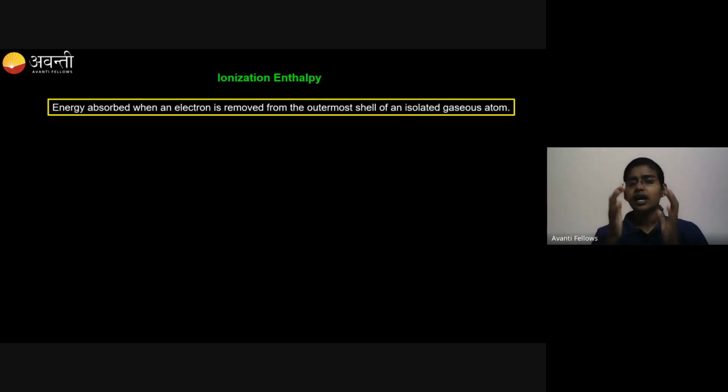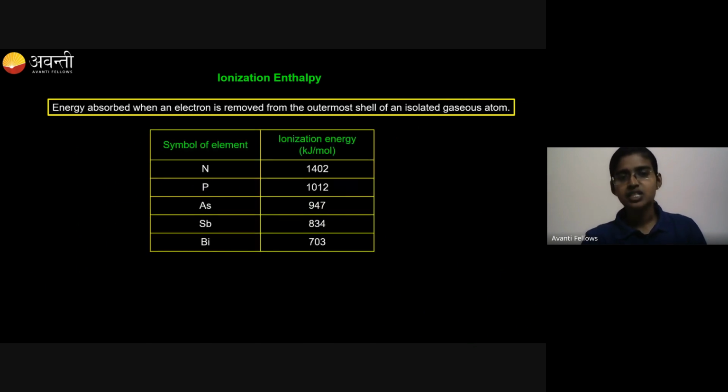An isolated gaseous atom will absorb some energy, the energy which we are giving, and the outermost electron is removed from it. Now nitrogen, phosphorus are those isolated elements. The energy required to remove the outermost electron from nitrogen is 1,402 kilojoule per mole, whereas in the case of phosphorus, it is very less. And it is decreasing.